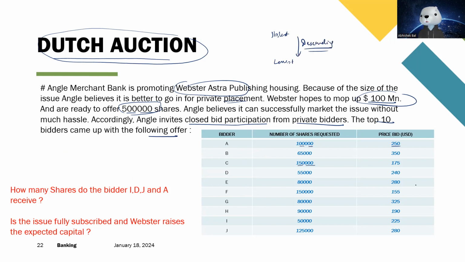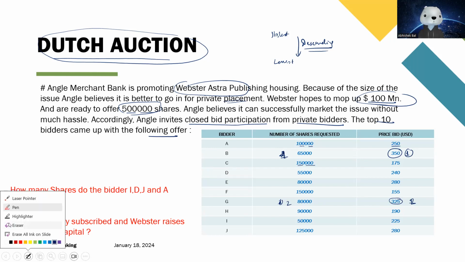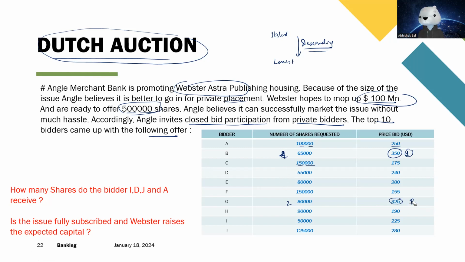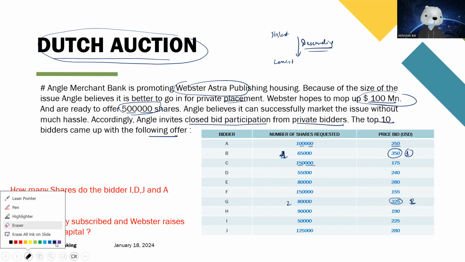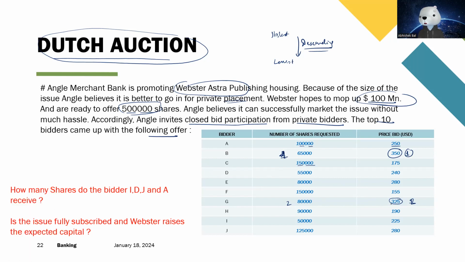In this descending manner, if we were to arrange these bids, we would see the highest price quoted is by B, that is quote number 1, because it has quoted 350, followed by G at 325.